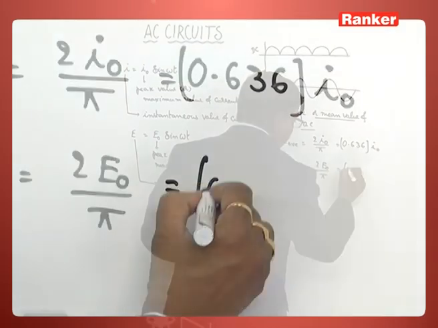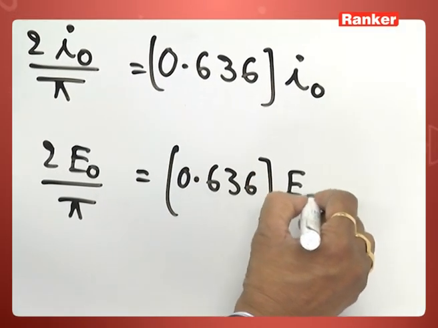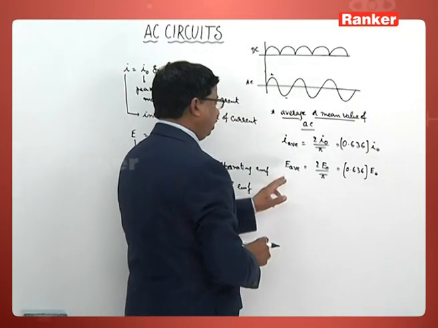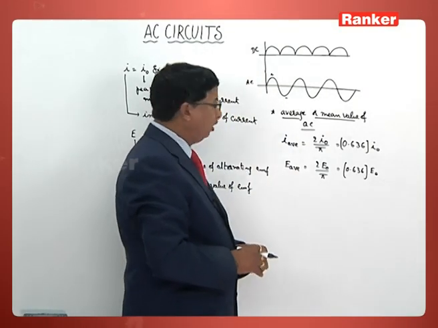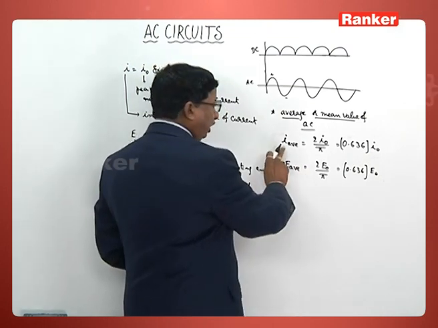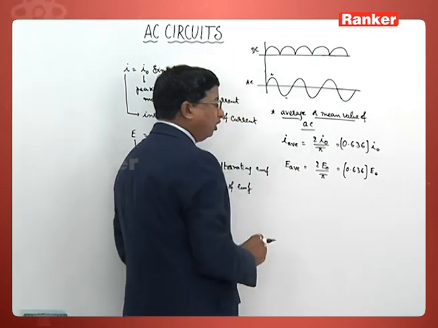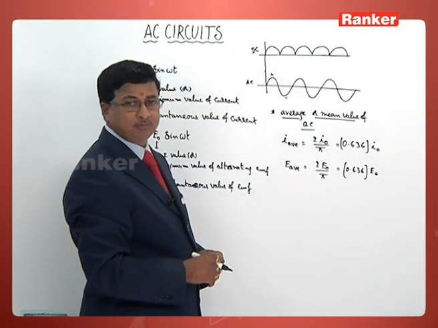Similarly, 0.636 times the value of E naught, we can write the value for average EMF. So, one is the average value of alternating current, and one is the average value of alternating EMF.